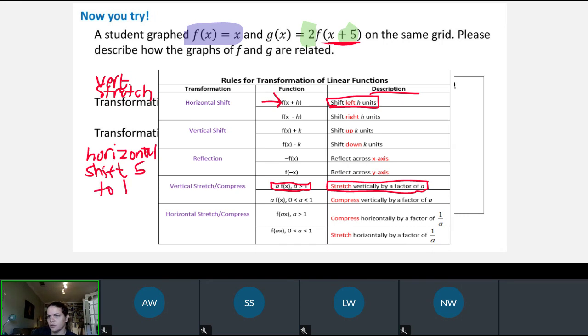Five to the left. If you don't have these rules written down, you are really going to struggle. So if you didn't take a picture of them or a screenshot or write them down, you need to do that. Otherwise, you are really, really, really going to struggle. Okay, I'm going to pause so that if you need to write them down, you can.